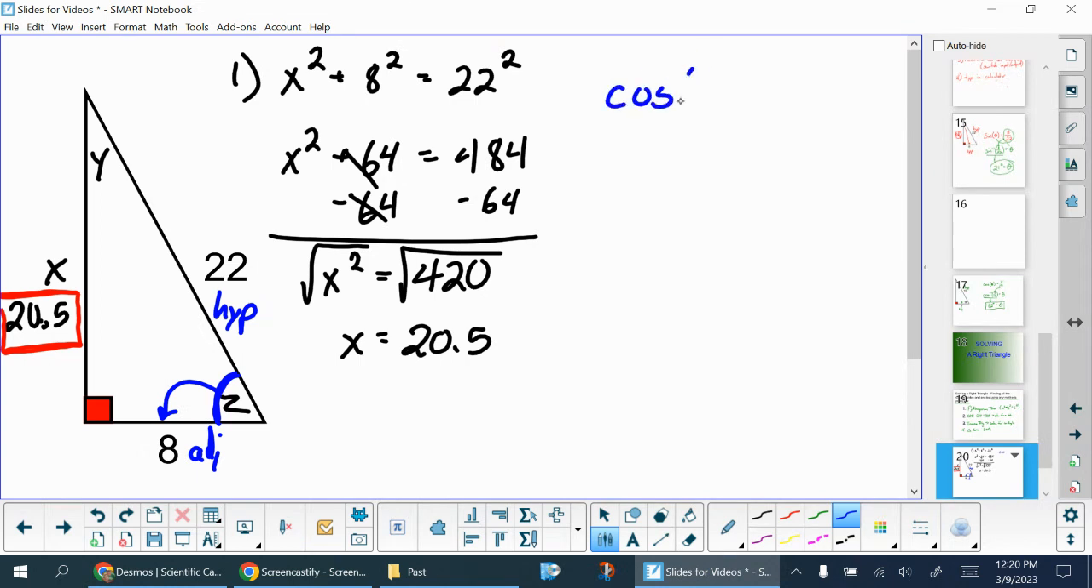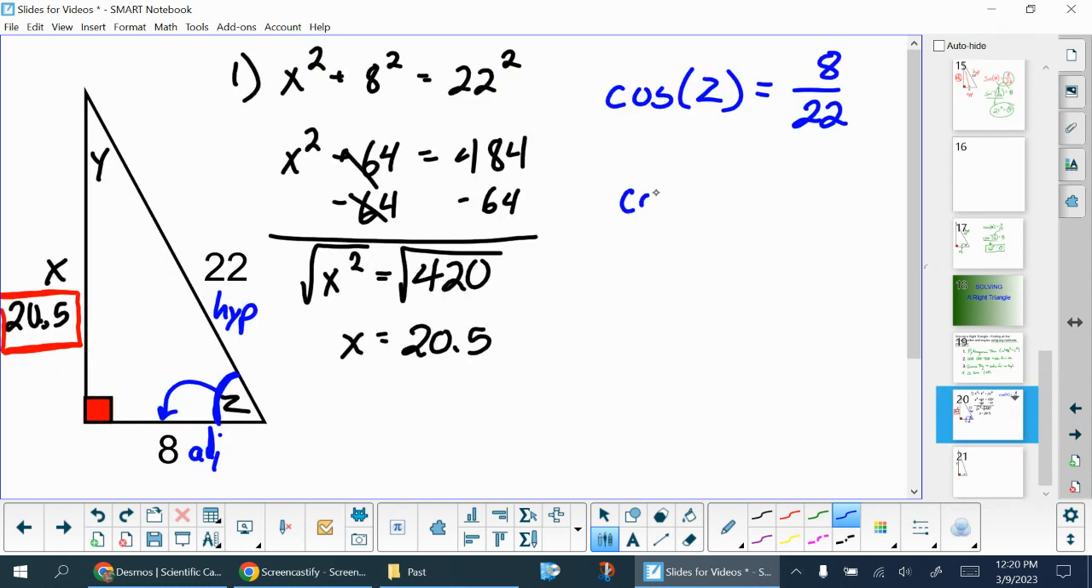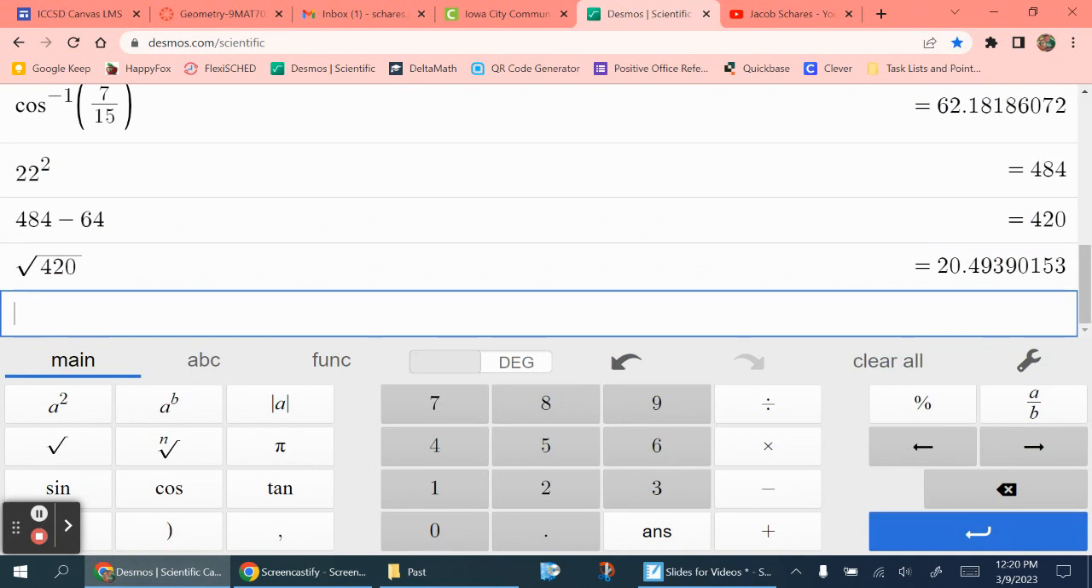So if I'm finding z, I've got the adjacent and hypotenuse. That means I know the cosine. I don't know the angle, but I know the cosine is 8 over 22. And so I'm going to use the inverse cosine, put my ratio, 8 over 22, in there, and that's going to give me z out as an answer. And so I will type that into my calculator, inverse cosine of 8 over 22.